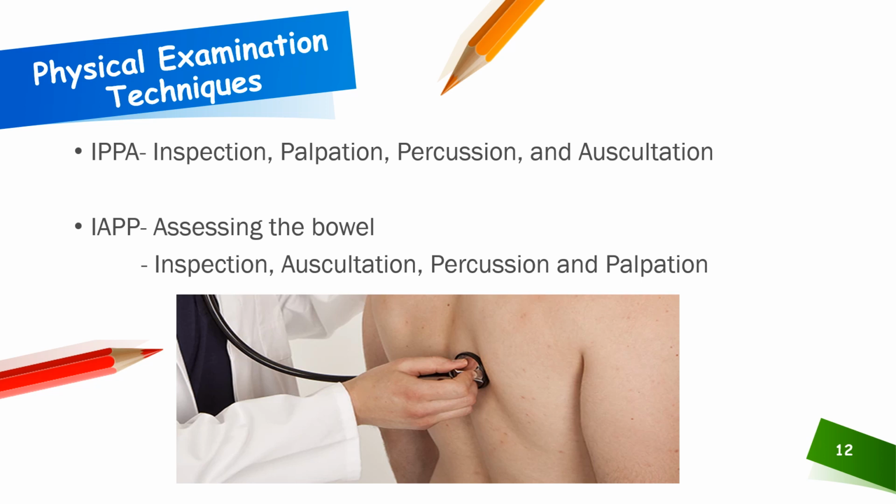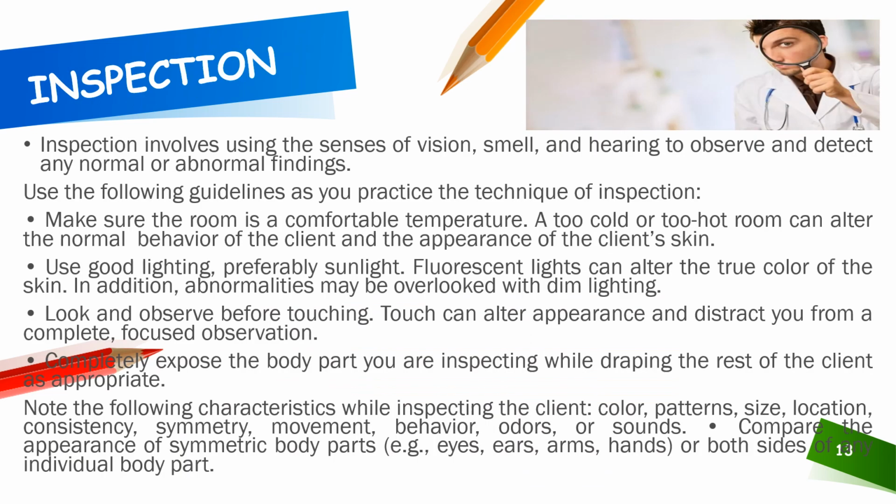These are the 4 basic techniques that must be mastered before you can perform a thorough and complete assessment. But we have to take note that when we assess the abdominal area of our client, we first do inspection, then auscultation, then percussion and palpation. Usually the auscultation comes first before percussion or palpation because palpation may alter the character of the bowel sounds. So first, let us talk about inspection.